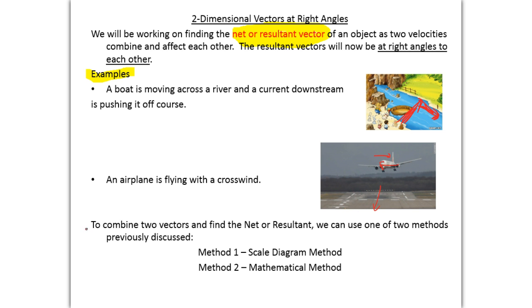To combine vectors and find the net or resultant, we can use one of two methods. We can use the scale diagram method or a mathematical model. Both would work. Remember, if you're going to use a scale diagram, you're going to need a scale and to draw a diagram. So this is usually going to take more time. And you'll need a ruler.